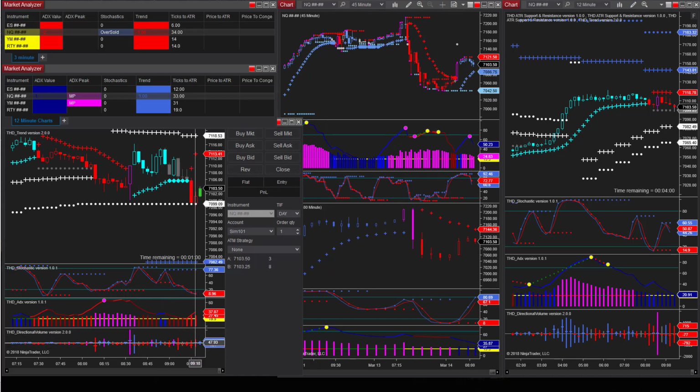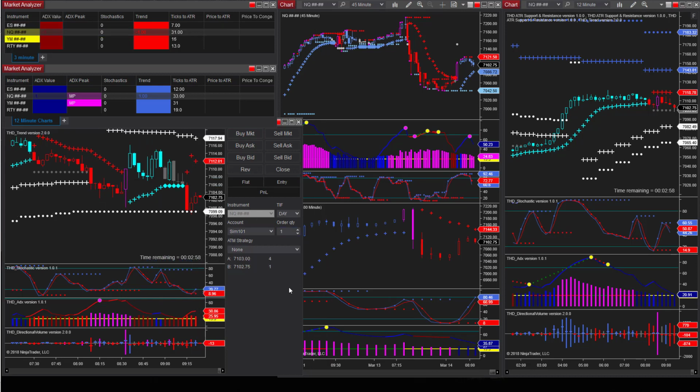You can see that the buyer stepped in on that last bar on the 3-minute chart. You can also see the stochastics is oversold with buyers stepping in. This is where you're expecting it to come back to this ATR. And it currently is about 35 ticks from the ATR. So I'm going to go grab me a cup of coffee and then I will be back.